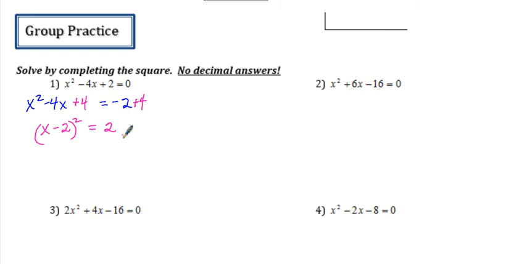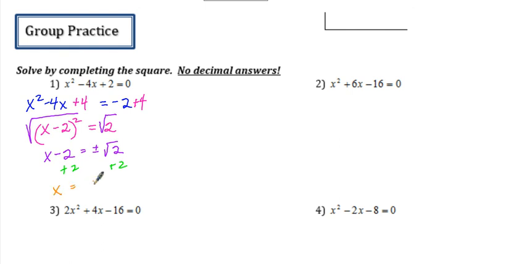The next step is to take the square root of both sides. In this case, it leaves an x minus 2 on the left. On the right, we have a positive and negative square root of 2. The last step is to solve for x. To solve this one for x, we add 2 to both sides.